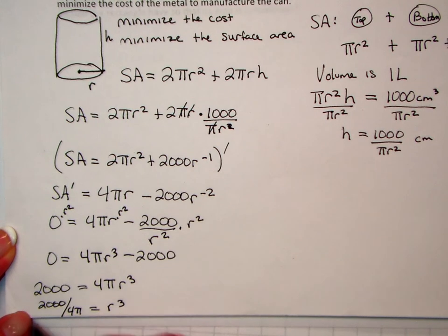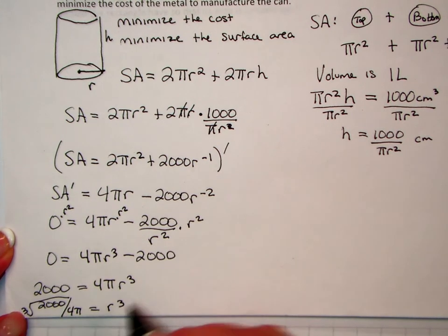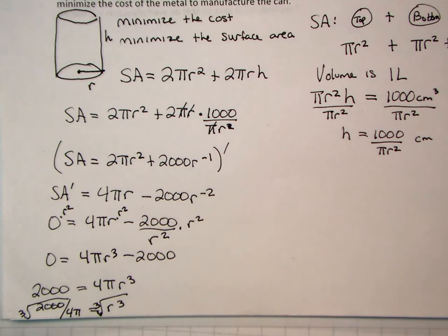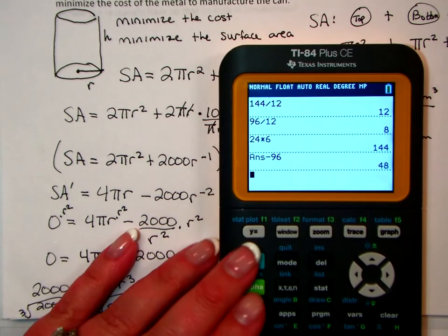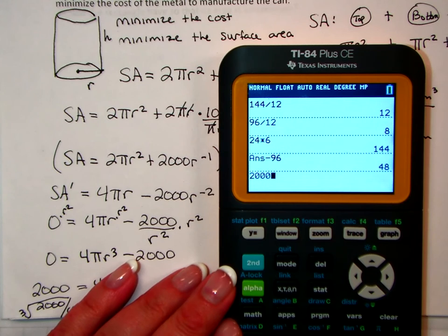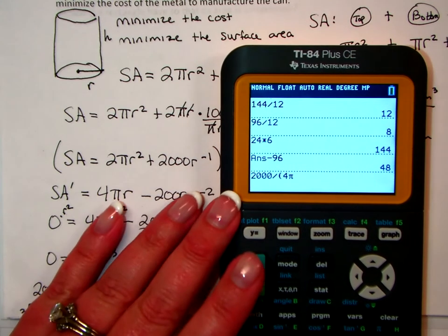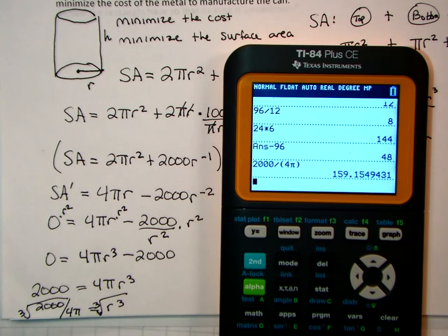And then take the cube root, right? Cube root. All right, 2,000 divided by 4 pi cube rooted. Let's go ahead and figure out what that decimal is here. 2,000 divided by 4 pi is 159.15, right? If you didn't get 159.15, that's because you didn't put 4 pi in parentheses.